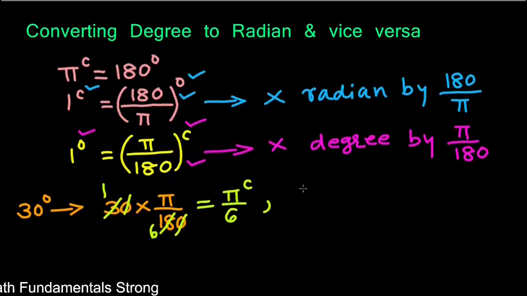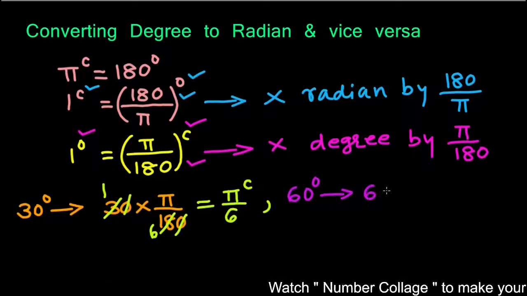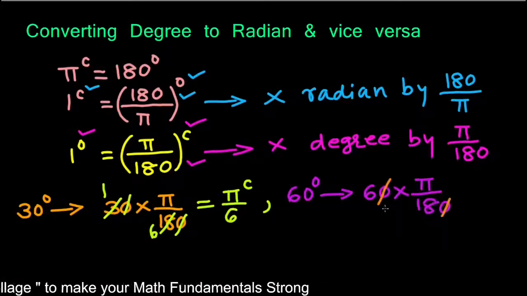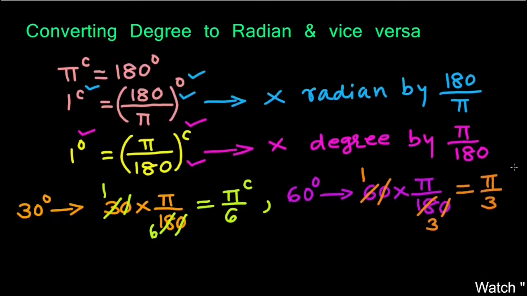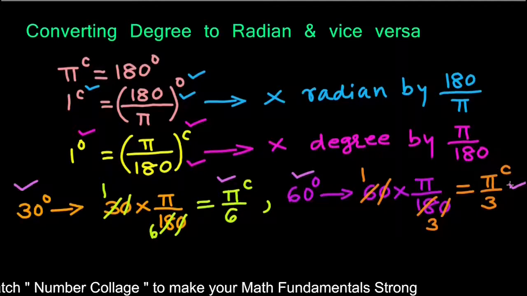Next, if I want to convert 60 degrees into radian measure, then I shall have to multiply 60 by pi by 180. This 0 gets cancelled. 6 ones are 6, 6 threes are 18, so that will be pi by 3 radians. So in this way, we can convert degree measure into radian measure.